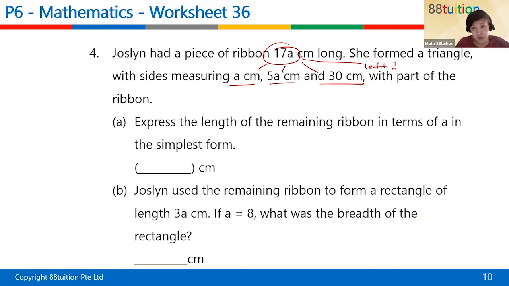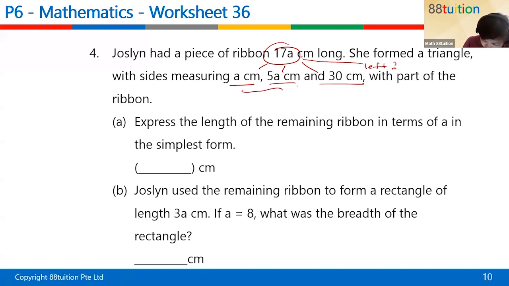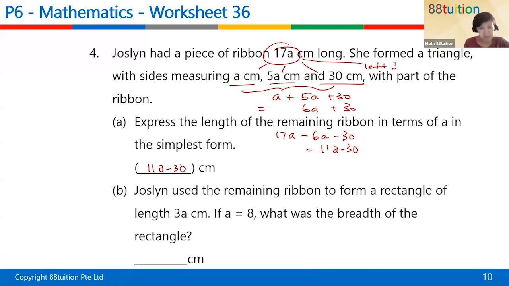So what you need to do is to go and put an expression for it. Okay, so you have A plus 5A plus 30 equals to 6A plus 30. Correct. So now my question to you is, I must use this one to minus this one and minus this one. So in the end I will be left with 11A minus 30.